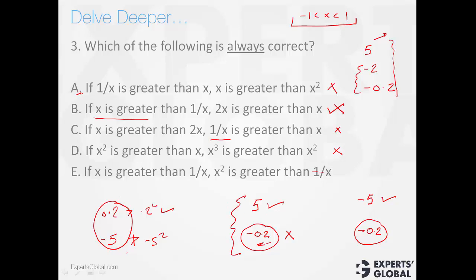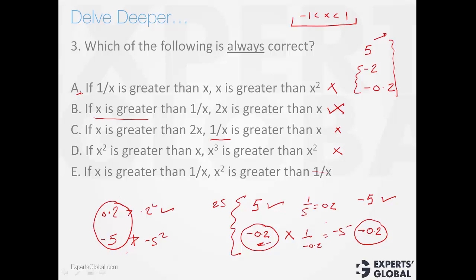So one case when x is a big positive number, so 5 is greater than 1 upon 5, and the other is when x is a small negative fraction. So -0.2 is of course greater than 1 upon -0.2, which would be -5. So these are two cases. x square is greater than 1 upon x. 1 upon x in this case would be 1 upon 5, which is 0.2. In this case, it would be 1 upon -0.2, which would be -5. x square would be in this case 25, which is of course greater than 0.2.